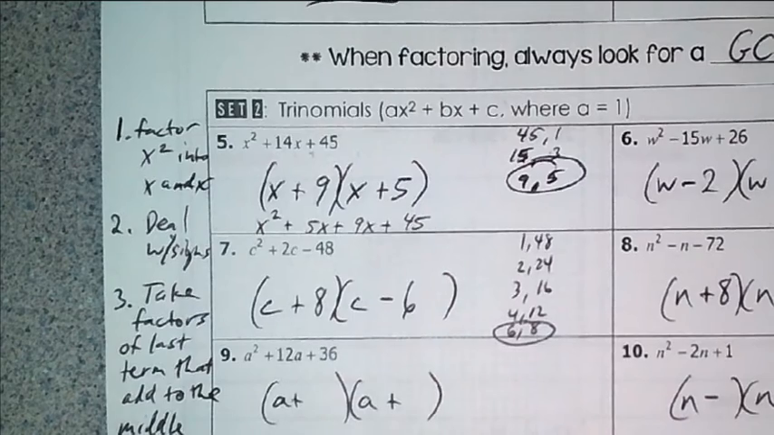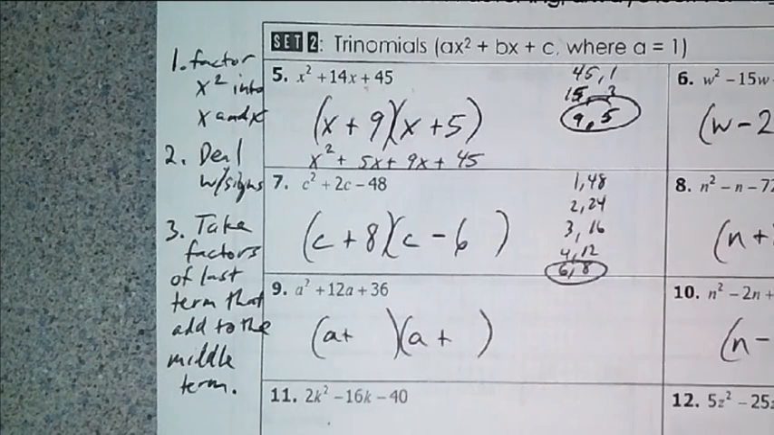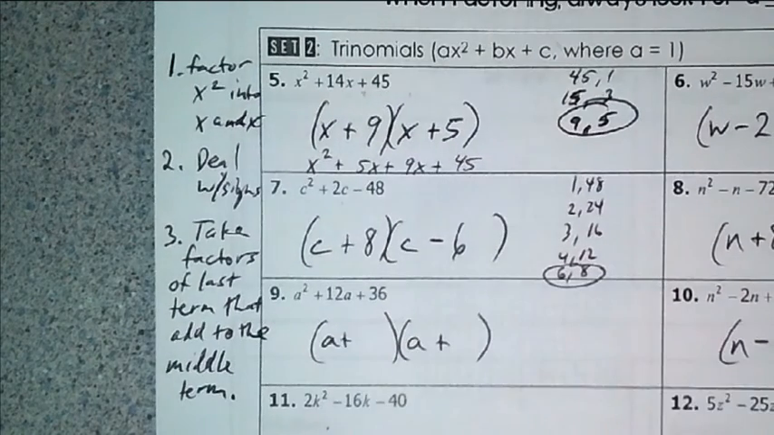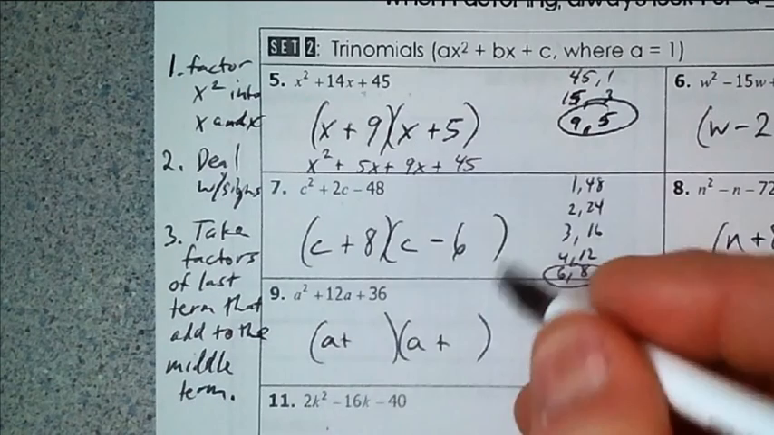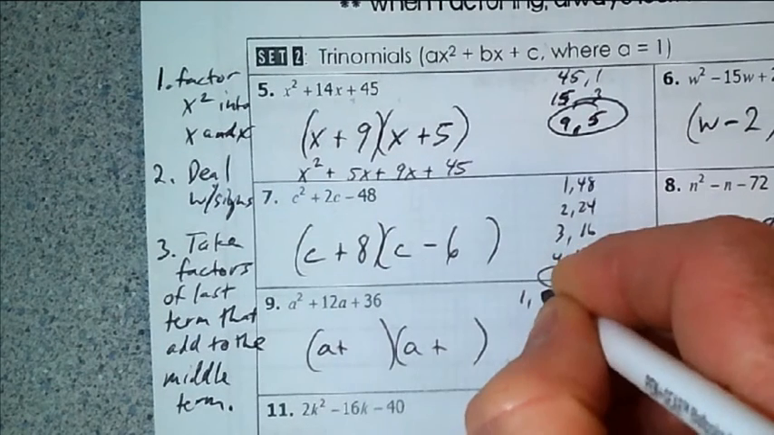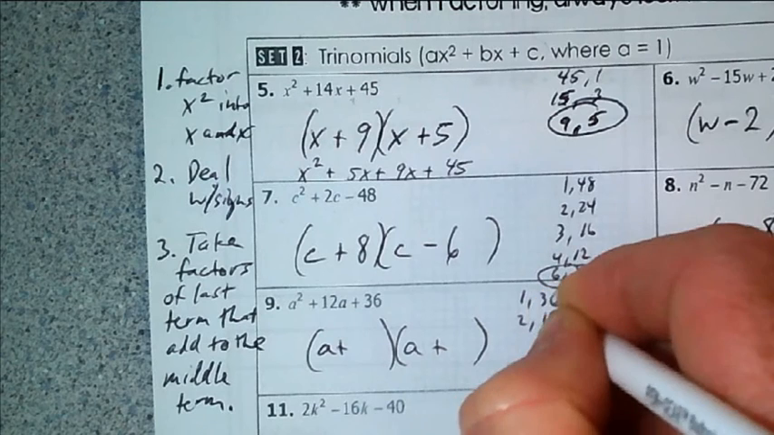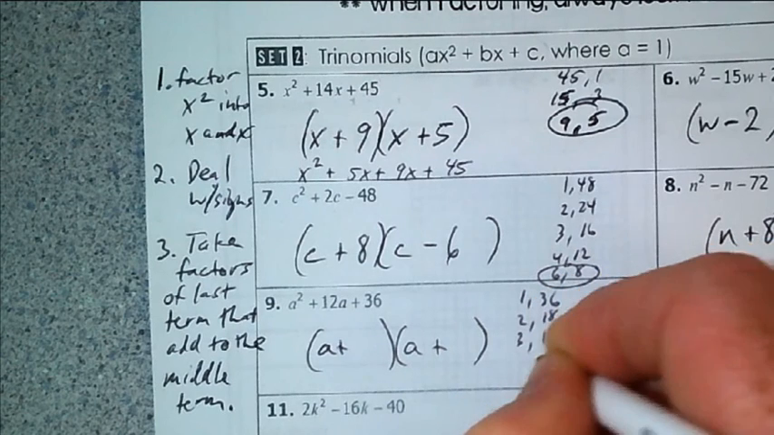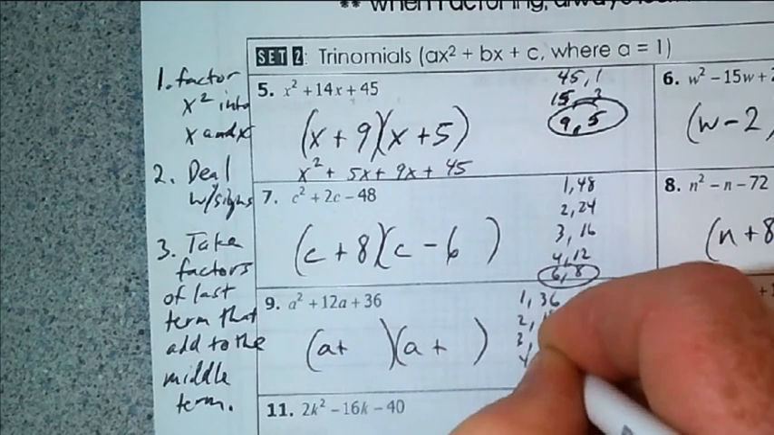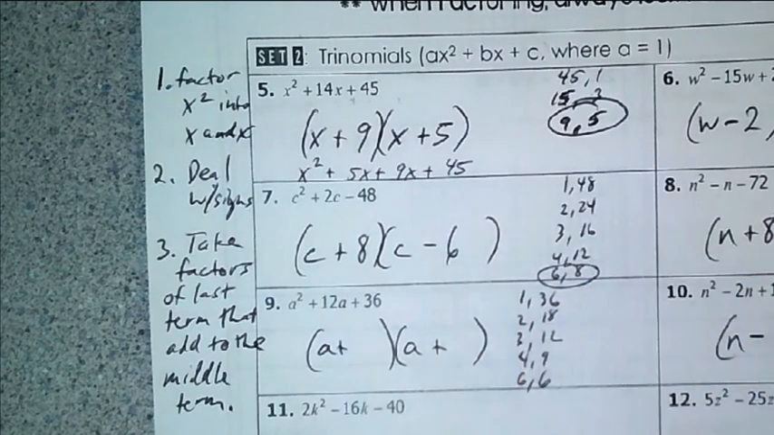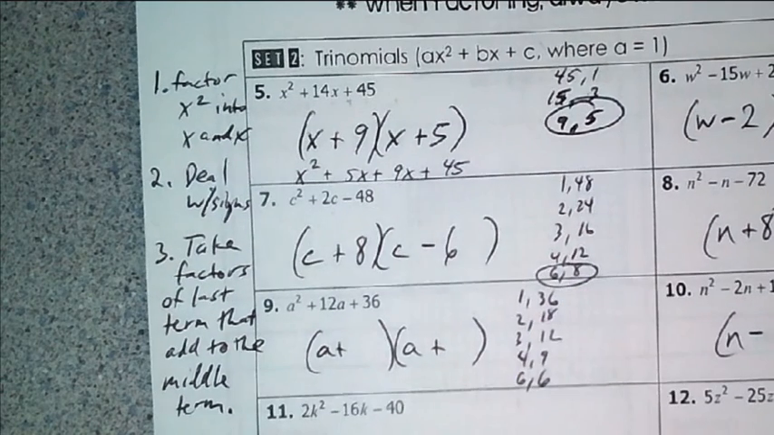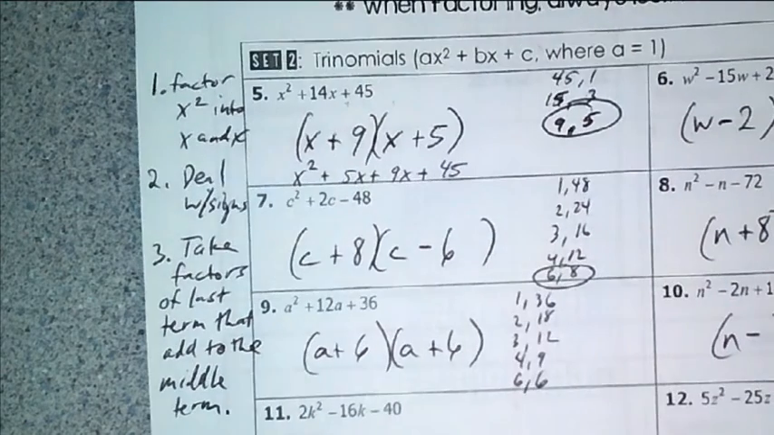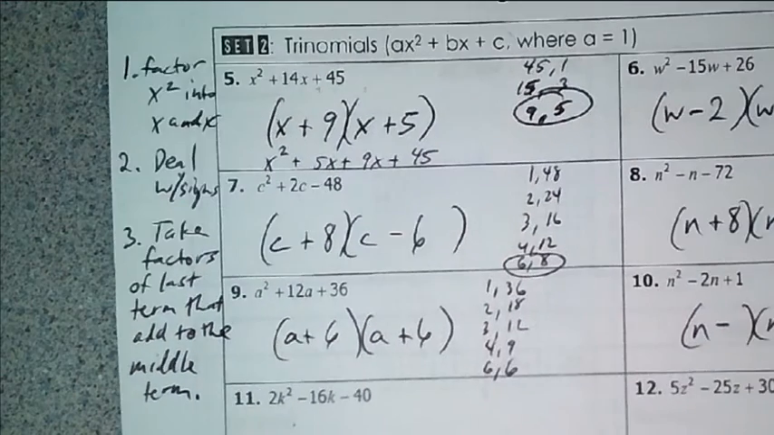Alright, let's look at number 9. This is easy, okay? Because anytime they're both the same, you just look for how they combine. So 1 and 36, 2 and 18, 3 and 12, 4 and 9, and 6 and 6, and we're done. Alright, so the pair that adds up to 12. You're done. Very simple. Alright, let's do the next one.